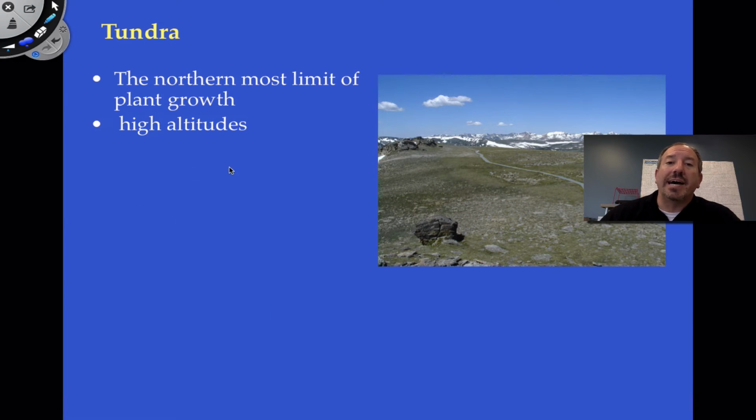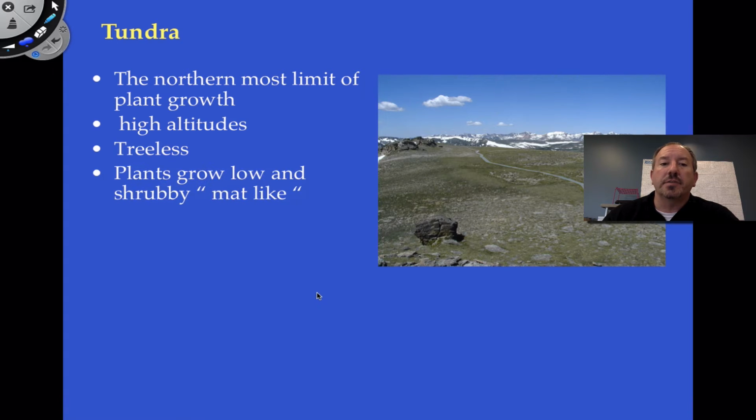Well, it's at high altitude, and that speaks to the fact that it's pretty tough up here. In other words, it might be windy, and it might be cold, and the wind might topple over the tree, for example. So it's considered to be treeless. And the plants that do grow are mat-like, meaning that they're really low growing. They're hugging the ground like a welcome mat, and they're kind of shrubby. You could have flowers and such.